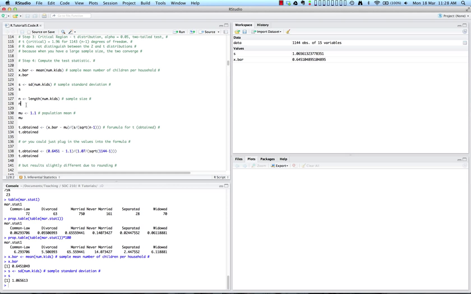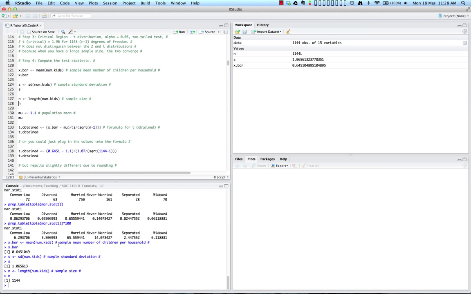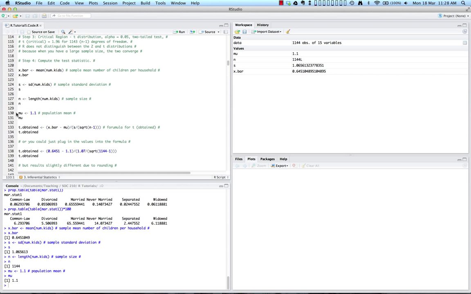We can also get n, the length of our number of kids variable, and our sample size here, which is 1,144. And finally, we can indicate our population mean mu, which we know from our question text. So now we have our values in R, which you can also see up here in your workspace. And once that's done, we want to use our formula to calculate our t obtained. So we can state our formula here in R, x bar minus mu, all divided by S, our standard deviation, divided by our square root of n minus 1.